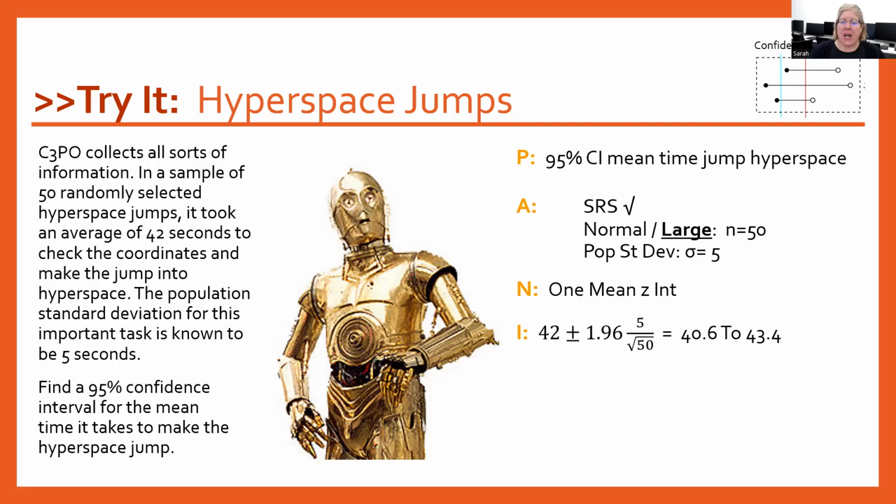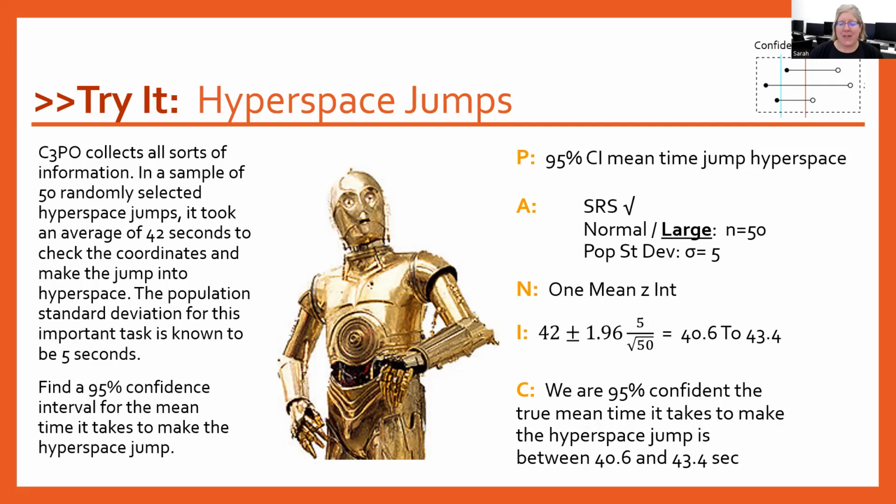I'm going to take our sample mean, which is 42, plus or minus, and I'll replace that 95% with 1.96. And then that 5 and that 50 were listed in my assumptions, so I'll just grab those off the assumptions and plug those in. And I get from 40.6 to 43.4 if I calculate that out. And we will go take a look at that in the Excel spreadsheet as soon as we finish up on this. So the conclusion: we are 95% confident that the true mean time it takes to make the hyperspace jump is between 40.6 and 43.4 seconds.